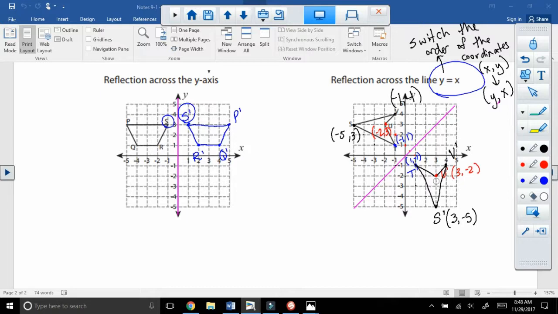You could check it with a MIRA. If it doesn't look right, you could always check it that way. Okay, a couple different ways that you could do that. Questions?